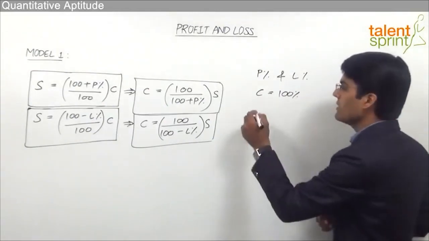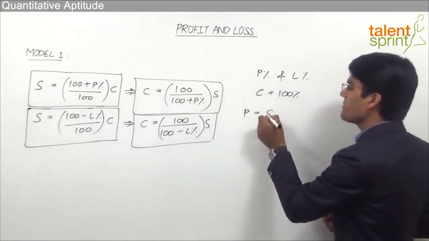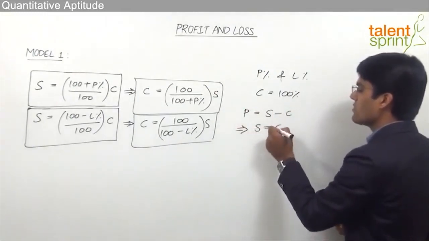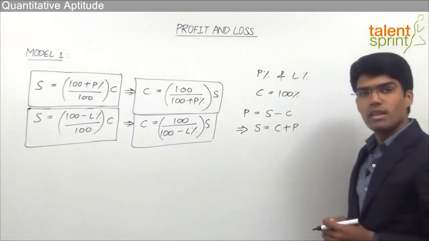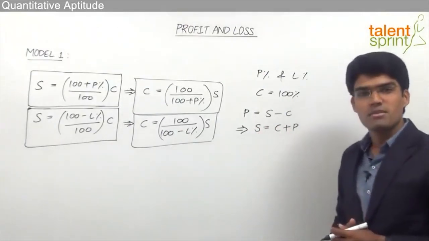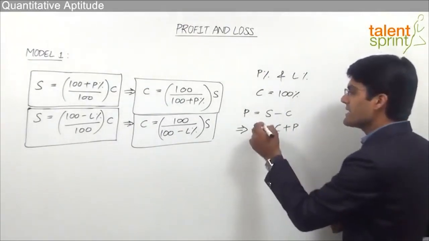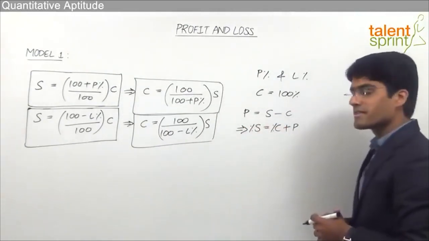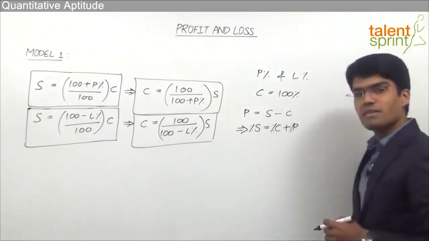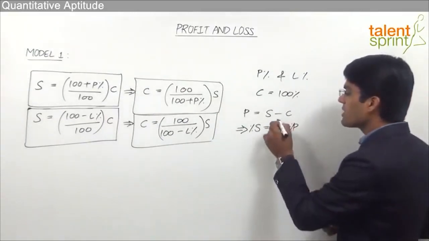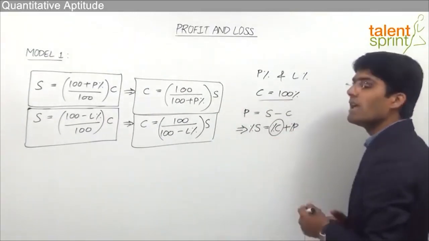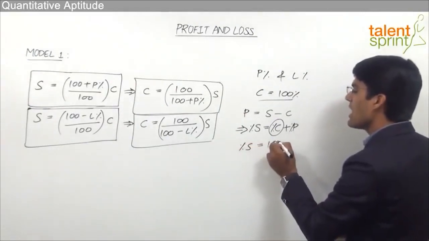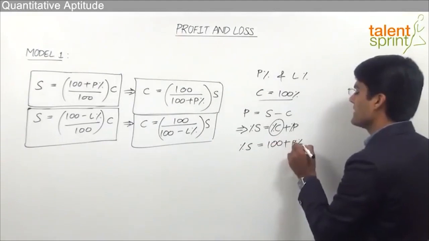From the basic formula, we know that profit is equal to S minus C. So from this we can say that selling price S should be equal to cost price plus profit. Now if we try to write this equation in terms of a percentage equation, we can say that selling price in terms of percentage should be equal to cost price in terms of percentage and the profit in terms of percentage. We very well know that cost price in terms of percentage should always be 100. So therefore, the percentage of selling price will be equal to 100 plus the profit percentage.